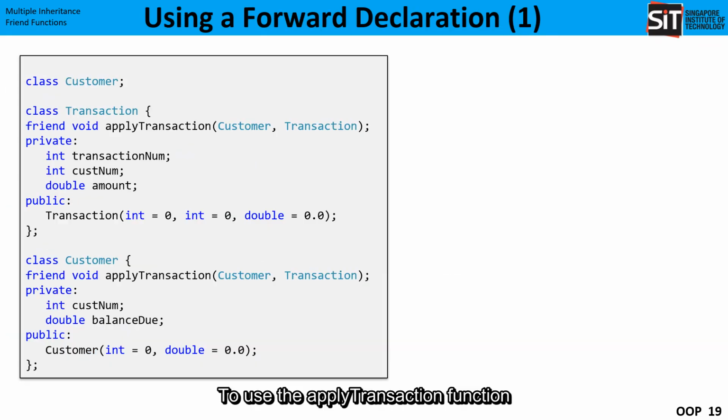To use the applied transaction function as a friend to both the customer and the transaction class, we must declare the function as a friend within each class. Then we can place the customer class, the transaction class and the applied transaction function in the same file with a main function that uses them. Or we can place each in its own file and use a hash include statement in the file with the main function.